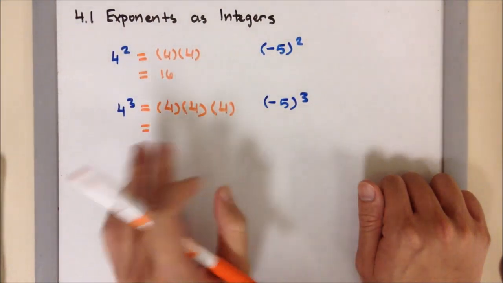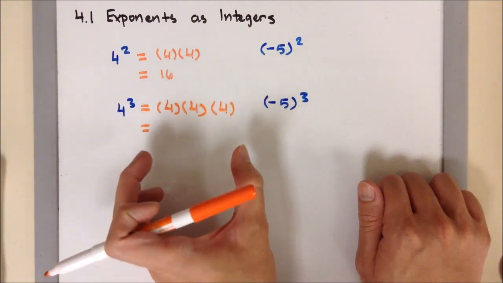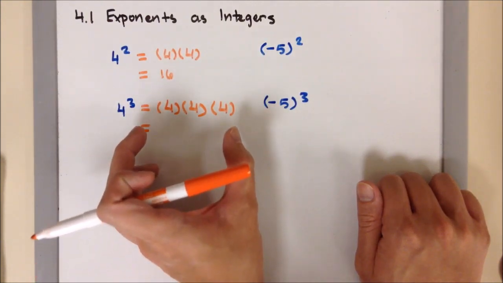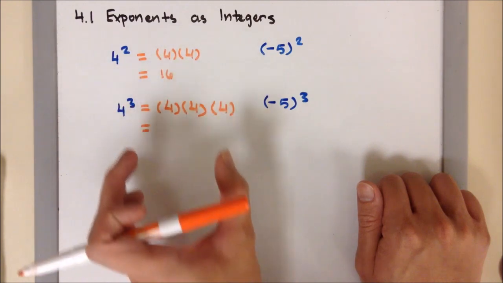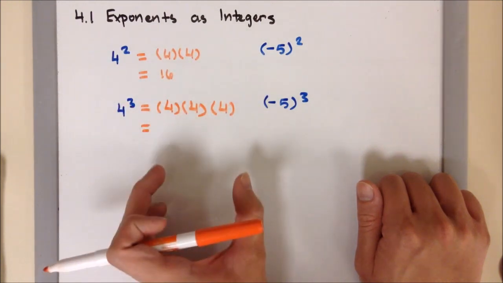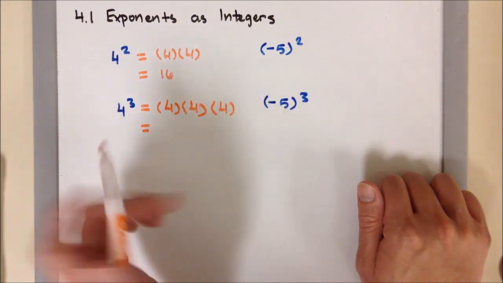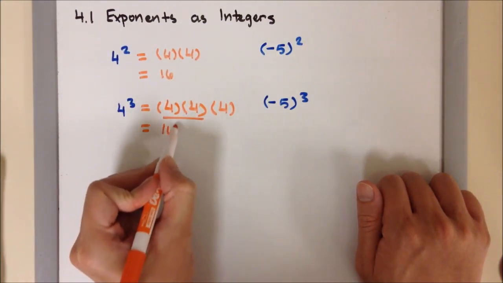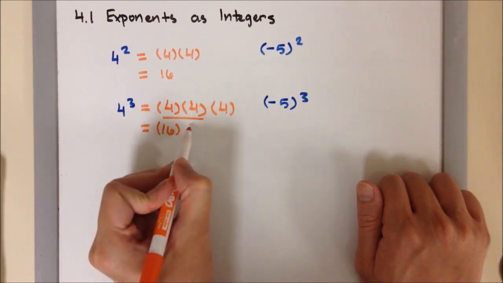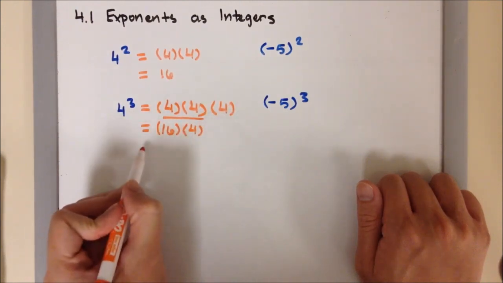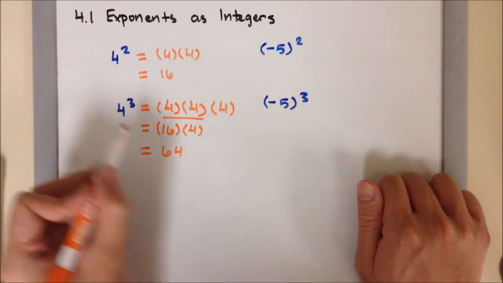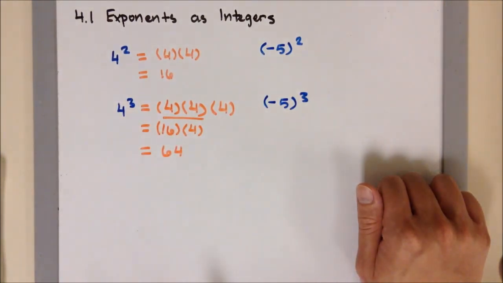When you write it out, you can easily see what you're doing. And when you write it out, it will help you go in the right path and get the right answer. So I'm going to do this one step at a time. 4 times 4 is 16. And then I bring down the last 4. So 16 times 4 would be 64. So 4 to the third power is 64.